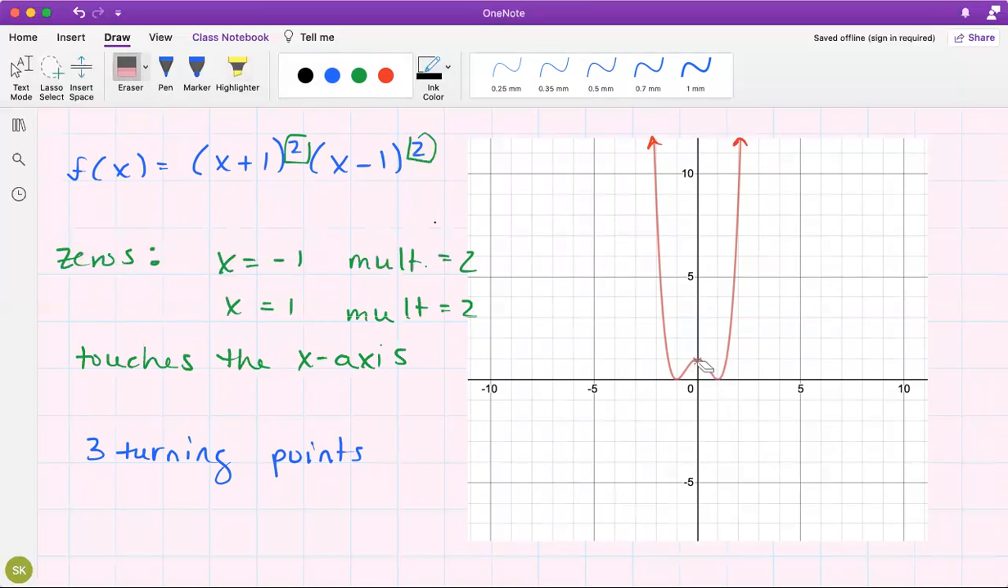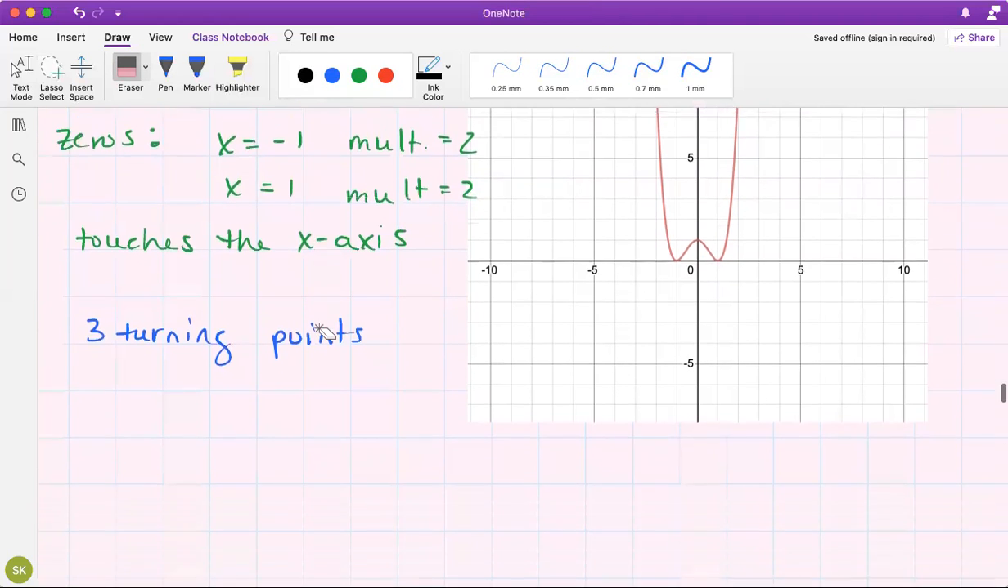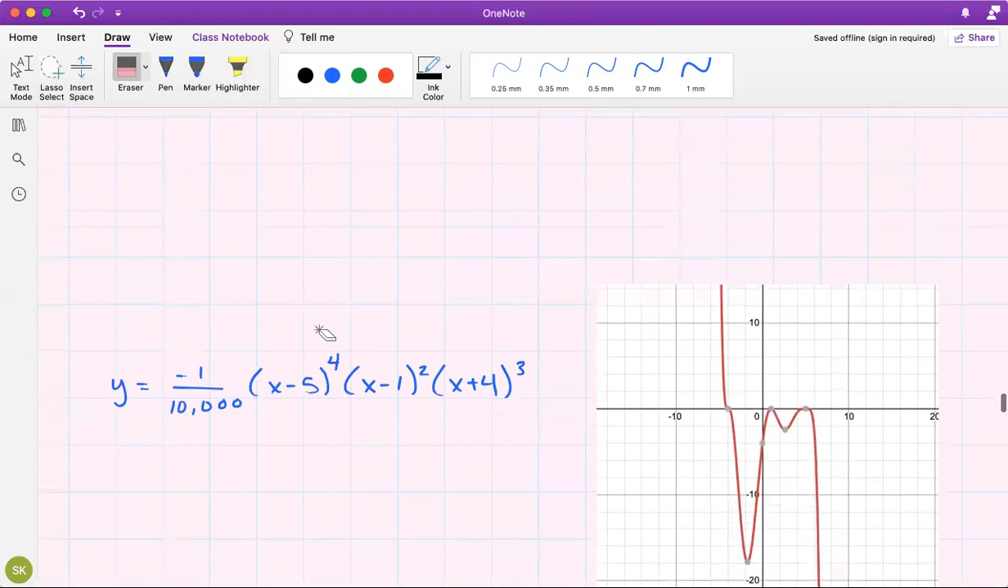And we could actually find these points. Here, these are the x-intercepts, and this one is the y-intercept. So you would just plug in 0 for x to find this point. Okay, let's move on.